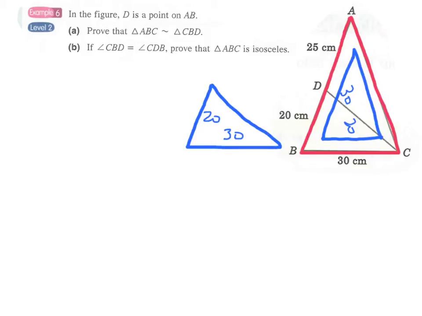And now I can write down the vertices. This is B, C, D, and after flipping, this is B, and then this is D, and this will be angle C. It happens that this angle B is a common angle between the two triangles. Therefore, the ratio of two sides are equal, and the included angle is also equal. Now we can conclude that they are similar triangles.